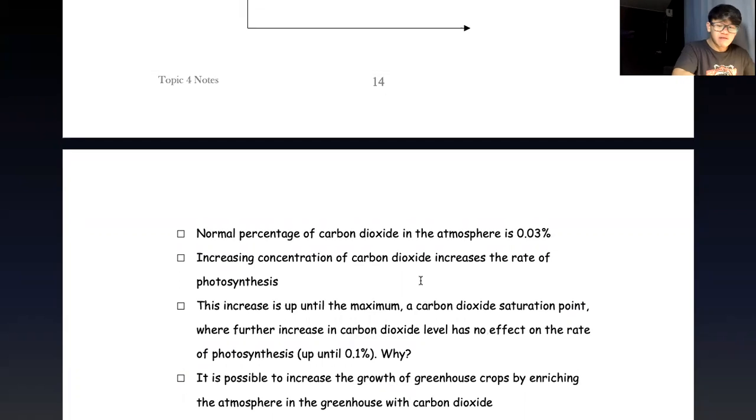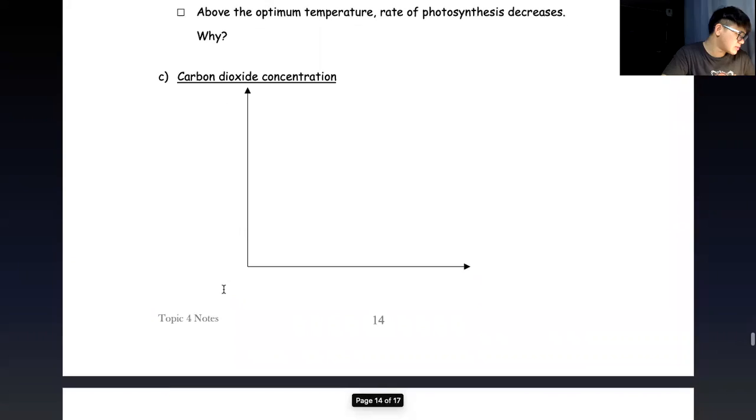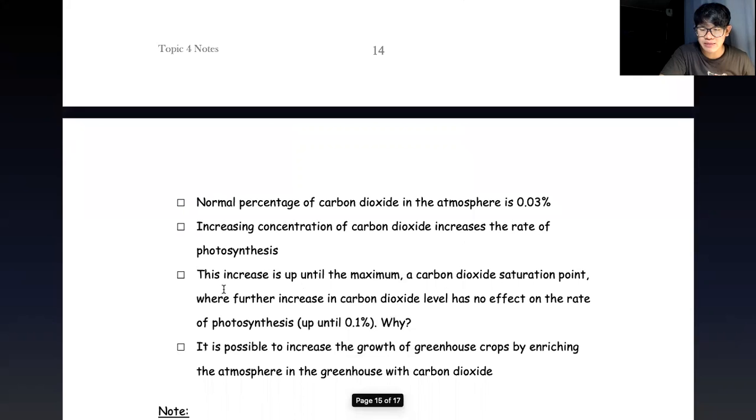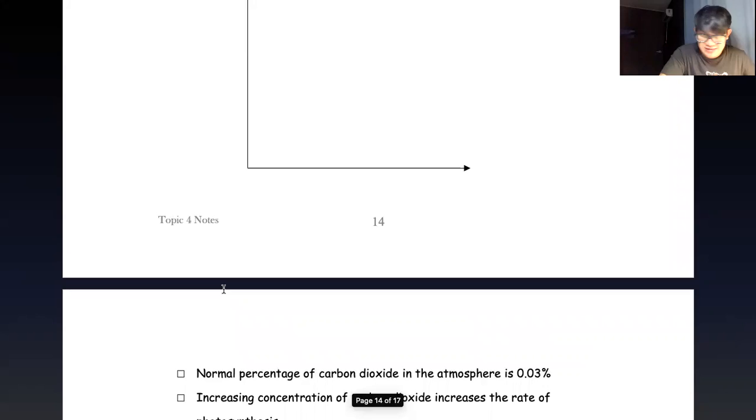So the graph for carbon dioxide is very similar to light as well. It is increasing, then levelling off. So the description is quite similar. You just change the axis and the labelling. The explanations are quite similar as well. More carbon dioxide means more is absorbed by the chlorophyll, so more absorbed by chlorophyll means more photosynthesis.